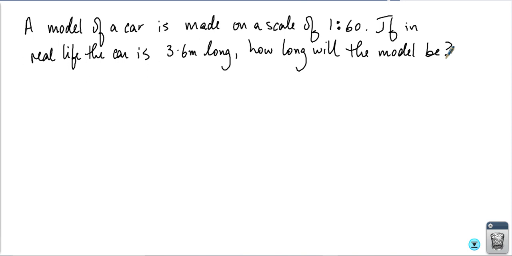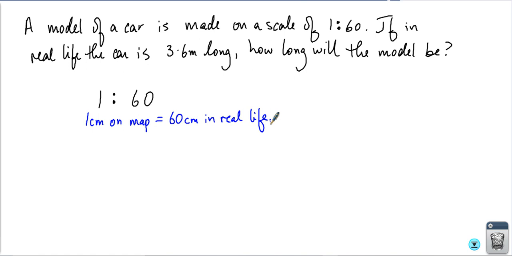We have the scale, the map ratio. So I'm going to start from there and explain what that is. We have 1:60. So what does that mean? If I were with you in class, I'd give you a few seconds to think it out. So 1:60 means that, for example, 1 centimeter on the map or scale is equal to 60 centimeters in real life.